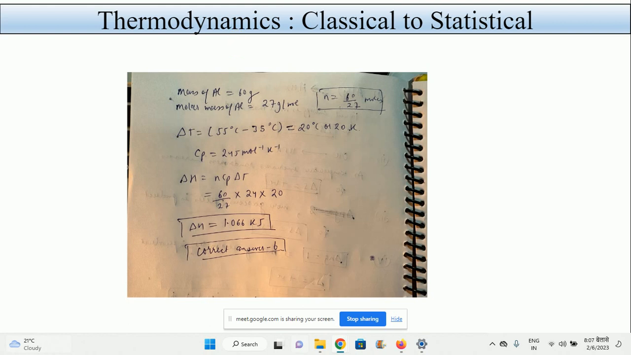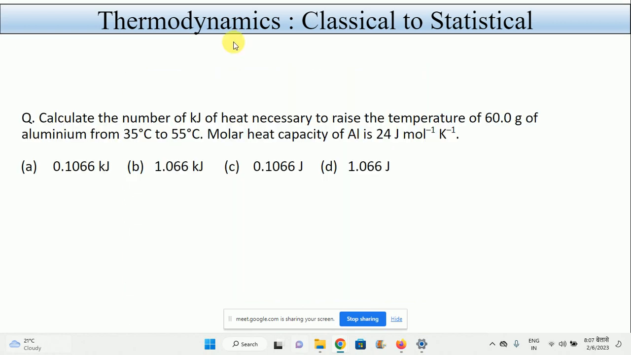Okay. Delta H. We need to calculate delta H in kilojoule. So this is a typing mistake. We need to calculate in enthalpy only, and we are given the molar heat capacity.